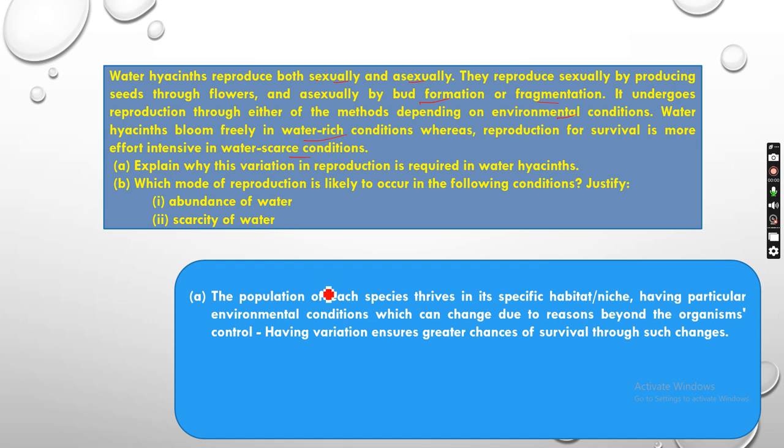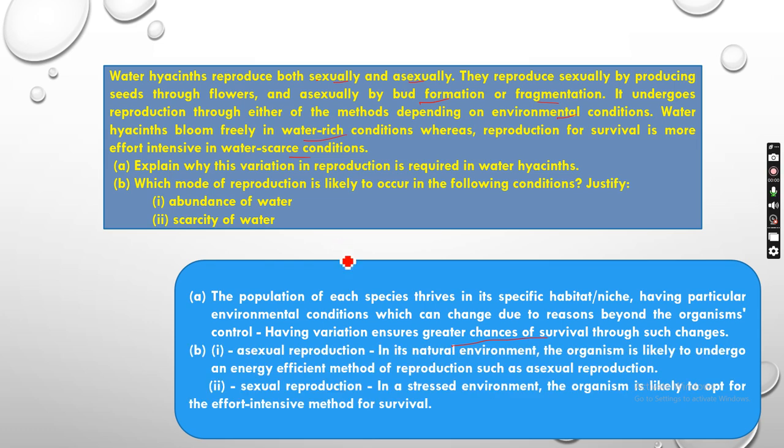So the organism having variation ensures a greater chance of survival through such changes. If they can switch from one mode to another, that is from sexual to asexual, depending on the water condition they are facing. And this is the answer for the second one, number B.